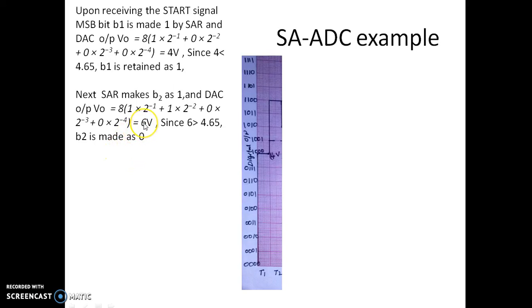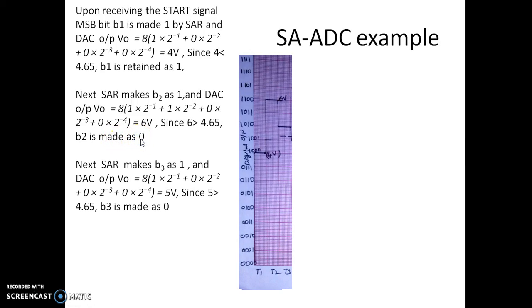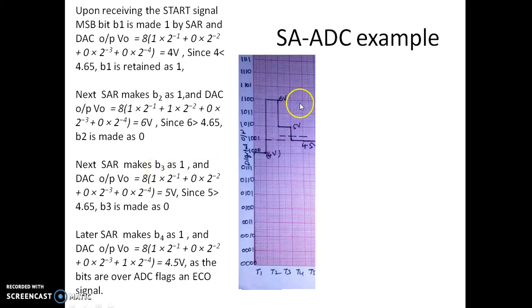The corresponding DAC output happens to be 6 volts, which is more than 4.65. So naturally, SAR will make this B2 immediately 0, and along with that, it will make B3 1. So B3 is made 1 and B2 is made 0. Now you can see we have 5 volts. Since this 5 volts is also more than 4.65, the DAC output voltage being more than 4.65, it will immediately make B3 also 0, and it will make B4 1. So now B4 has been made 1.